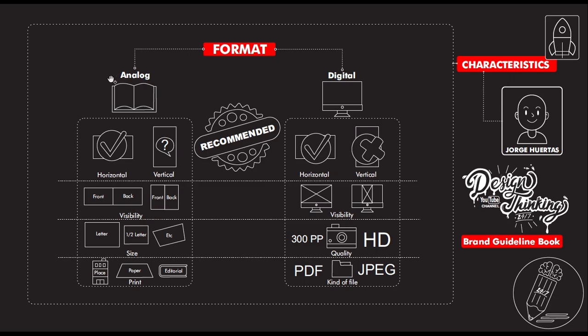If you're going to do it analog, you can have coherence if you also do it horizontal. However, if you do it analog and vertical, it's really up to you. So when you're going to print, you have to see how you are going to print it. As for the visibility, you can print front and back, or you can leave one page open. I strongly recommend front and back, and all the pages will be printed.